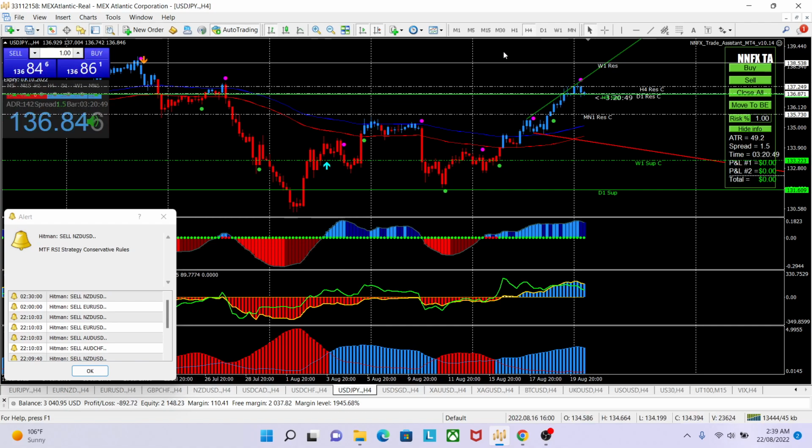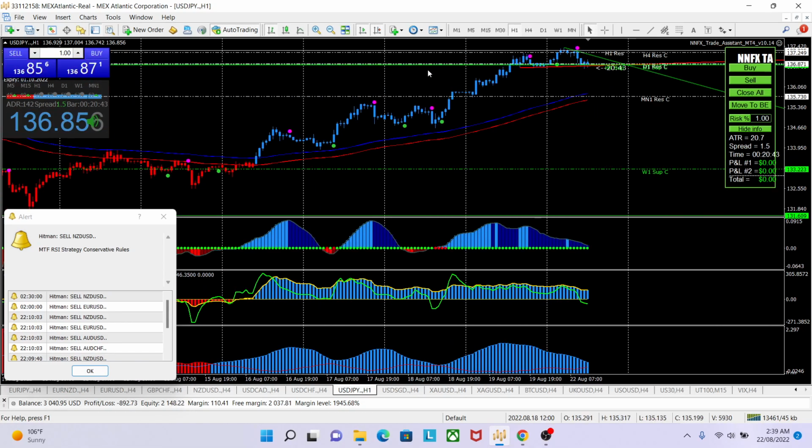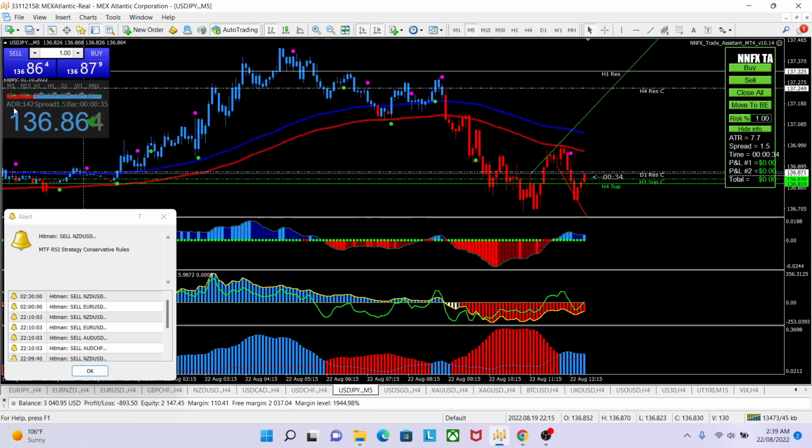So on this dashboard, for example, if I change the timeline to say 1 hour, if I change the time frame to 15 minute, you see it went to red. 5 minutes, it's in red. So that means 5 minute and 15 minute are in red, but the higher time frames are in blue. So there are more chances of the price going higher than lower. But there is a correction going on at the moment.